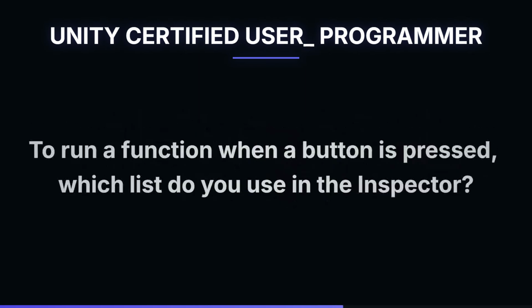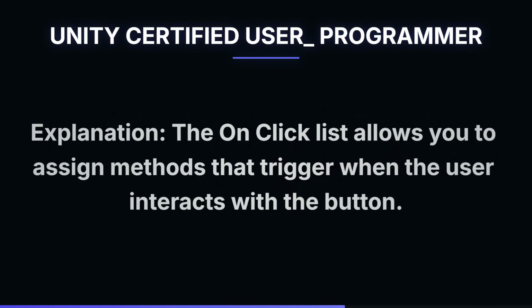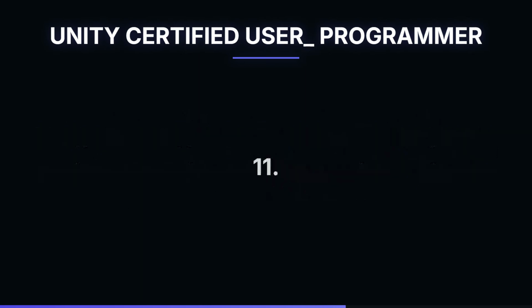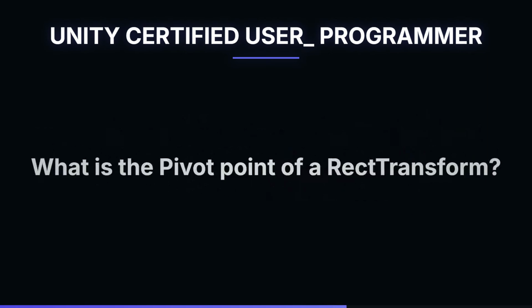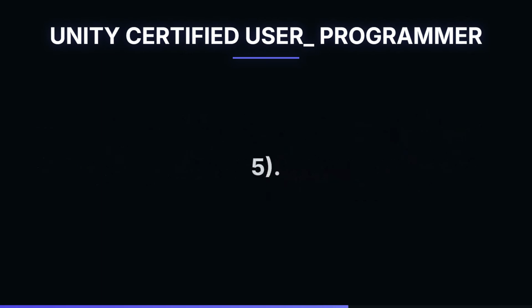10. To run a function when a button is pressed, which list do you use in the inspector? Answer: onClick. Explanation: the onClick list allows you to assign methods that trigger when the user interacts with the button. 11. What is the pivot point of a rect transform? Answer: the point around which the object rotates and scales.